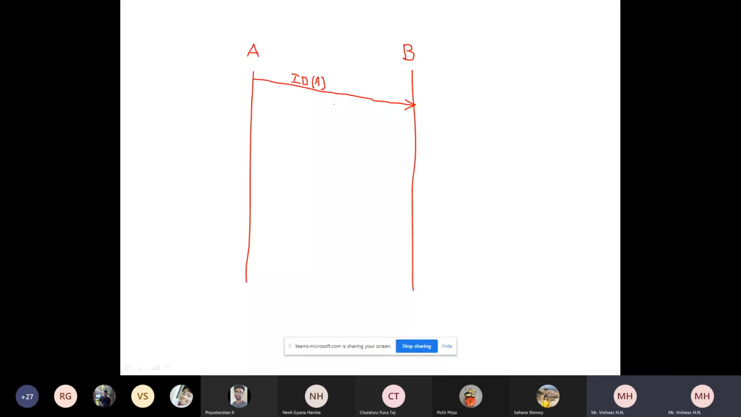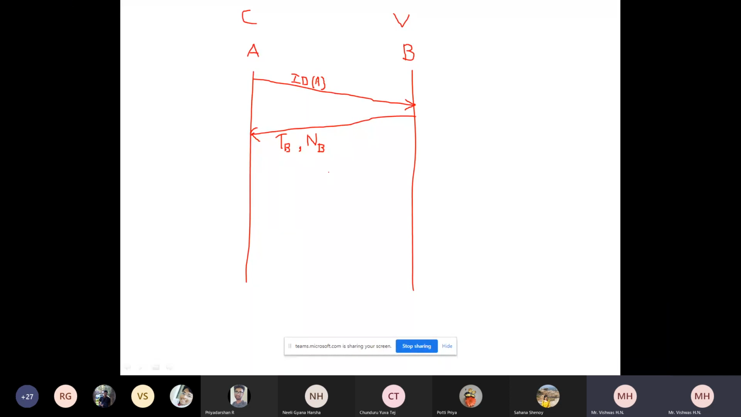Let me write it here. A is C, B is V, which means it is a claimant and it's a verifier. In response to this, B has to give something to A. What will B give? B will send a timestamp. Let me write it as timestamp of B, comma, and nonce of B. Nonce, that is N-O-N-C-E, means a random number, that's all.